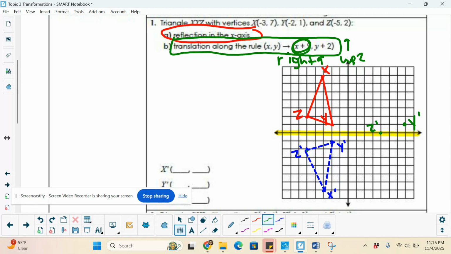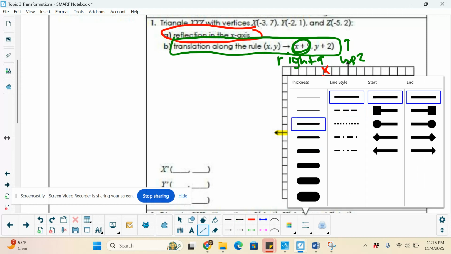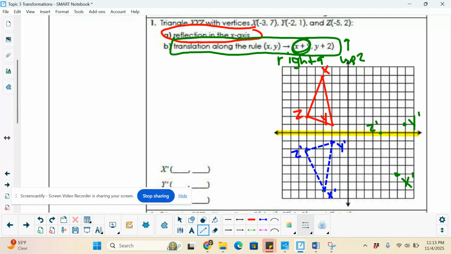And I'm going to move my x. So I'm going to go to the right 9 from here: 1, 2, 3, 4, 5, 6, 7, 8, 9, up 1 and 2. This is my x prime. All right, that is my final triangle, my image. That's going to have a solid line on it. Okay, so that is a composition, doing more than one transformation.